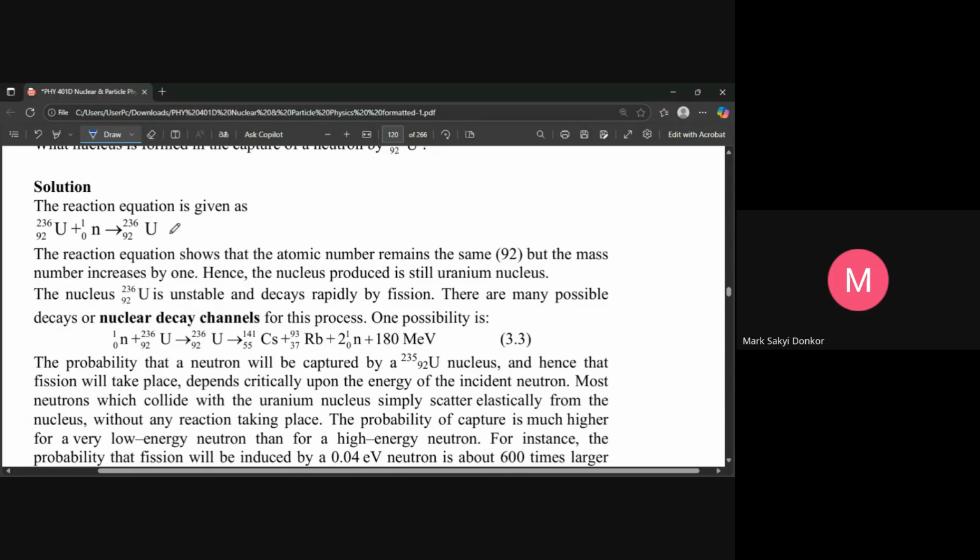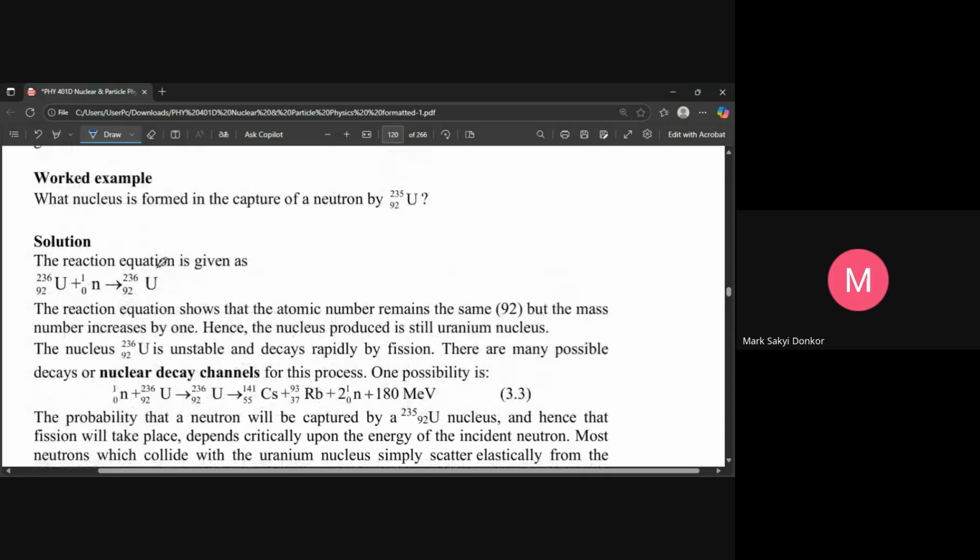Then I think there is a mistake in the solution. Because why? If you look at the solution, they say the reaction equation is given as uranium 236 with atomic number 92 plus 1 neutron with atomic number 0 and mass number 1. And it gives uranium 236. Oh, this is not balanced. So.